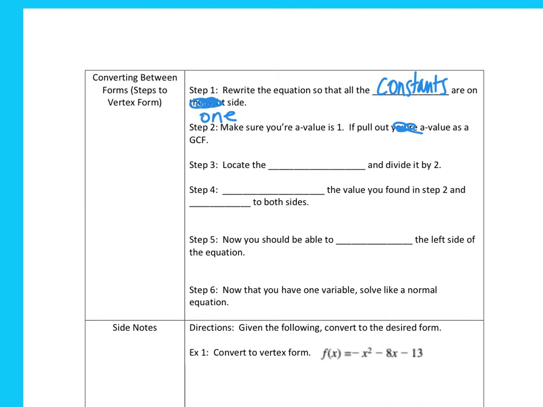The next thing we've got to do is locate the b value. Divide that by 2, square that value that you found, and then add it to both sides. Then you should be able to factor the left side and solve like a normal equation. That seems like a lot, don't you agree? We're going to sum it up.